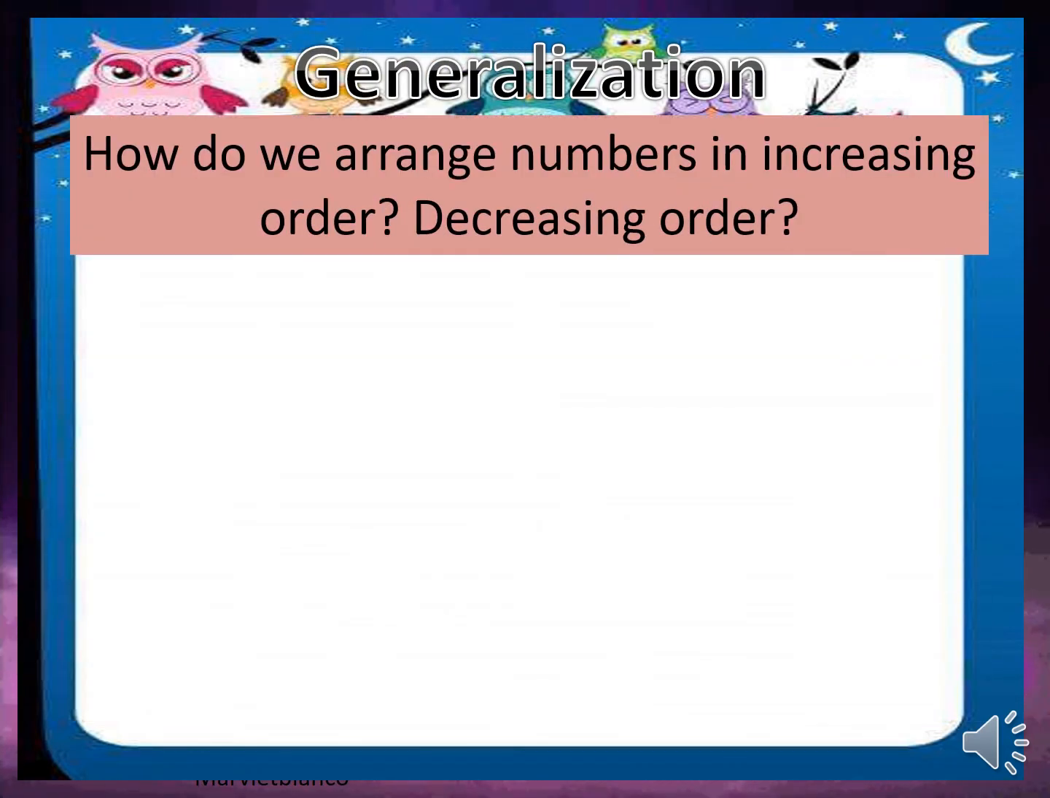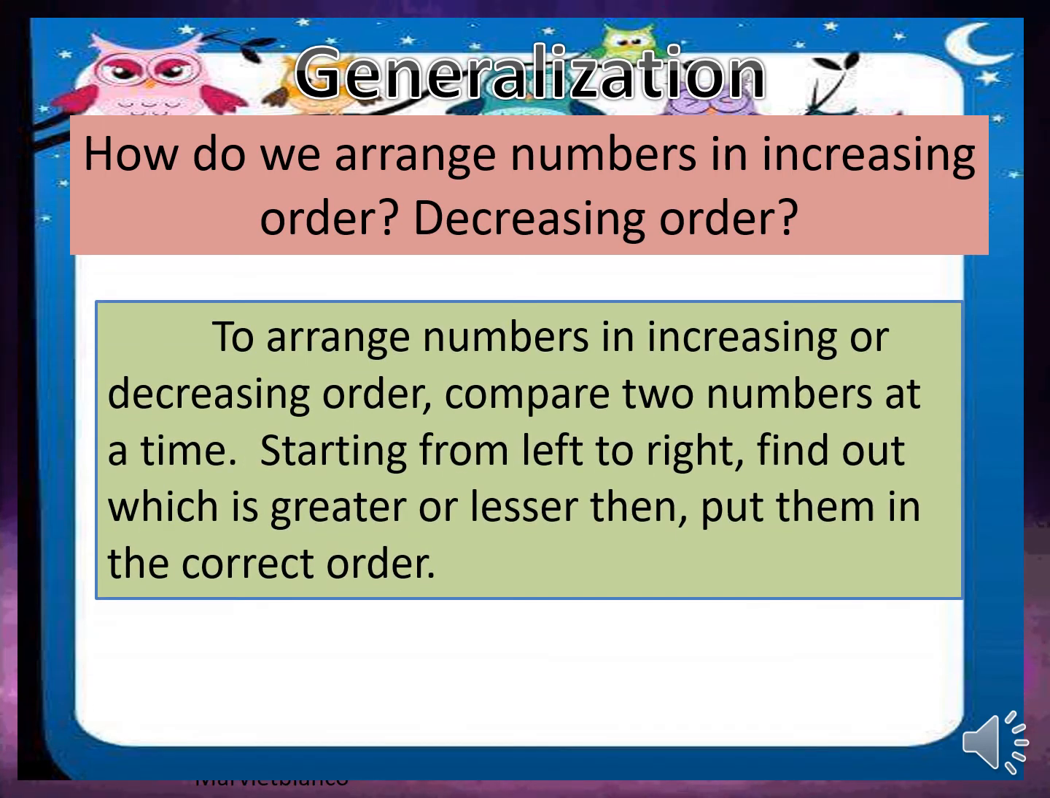Generalization. How do we arrange numbers in increasing order? And how about decreasing order? To arrange numbers in increasing or decreasing order, compare two numbers at a time, starting from left to right. Find out which is greater or less than. Put them in the correct order.